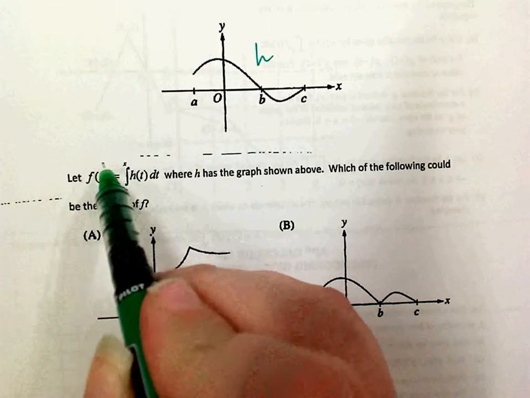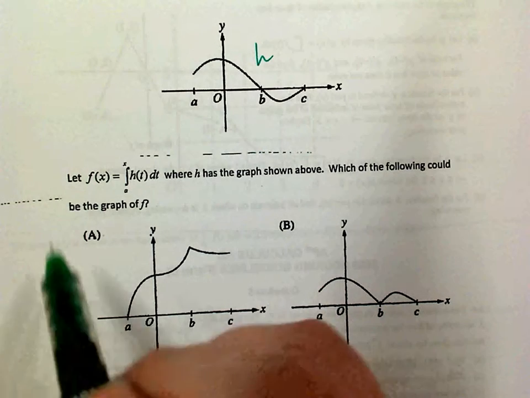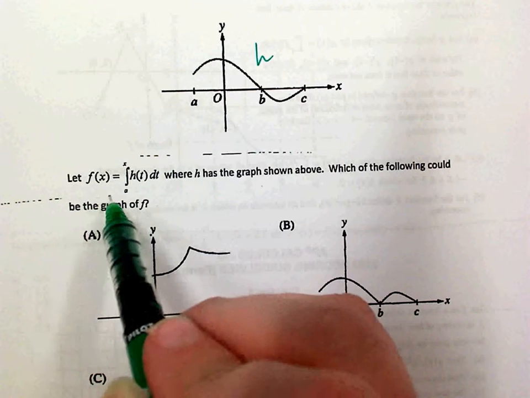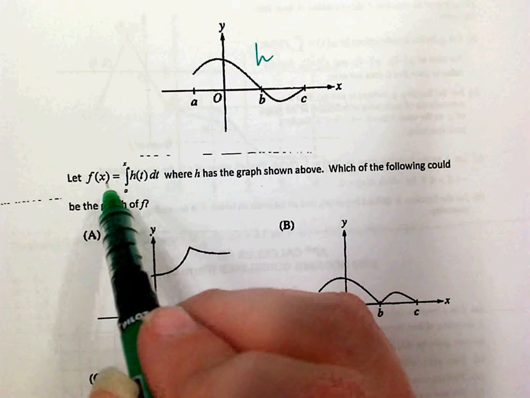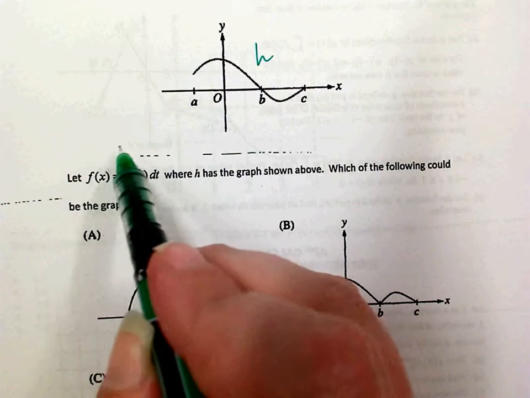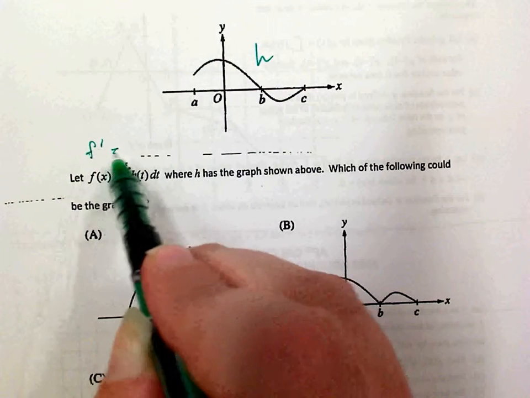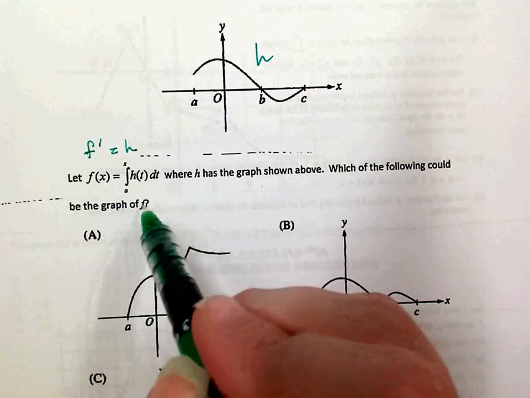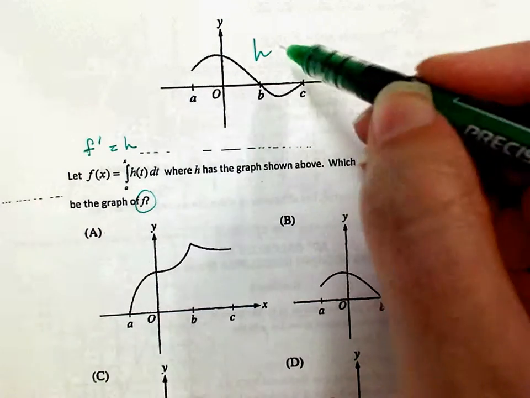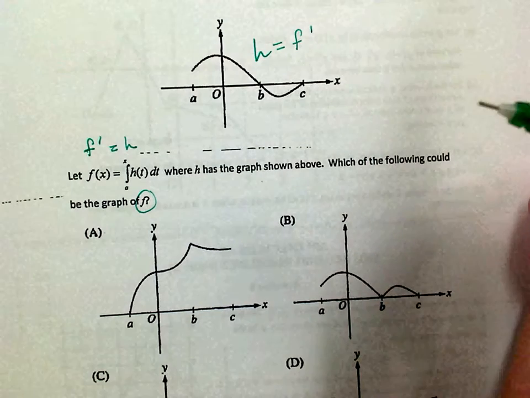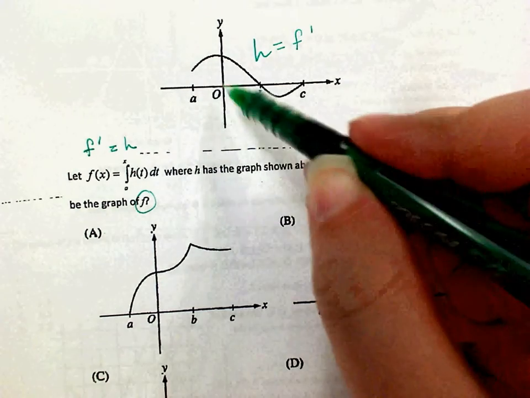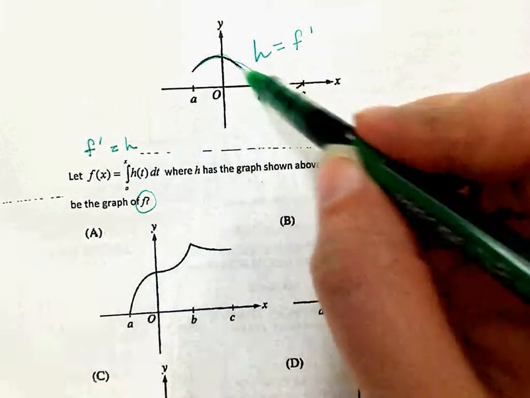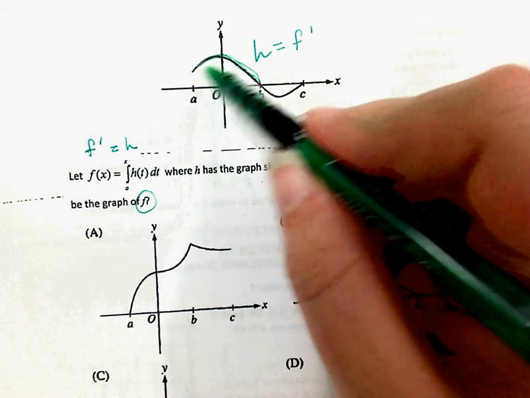Every time I see this function equals the integral of that function, what do I do to both of them? Exactly, take the derivative. F prime is h. So when it says which one could be the graph of f, realize that we're looking at f prime. Does that make sense? So f prime is what here? Is it above or below the x-axis? Because I've got two different charts to pull from.